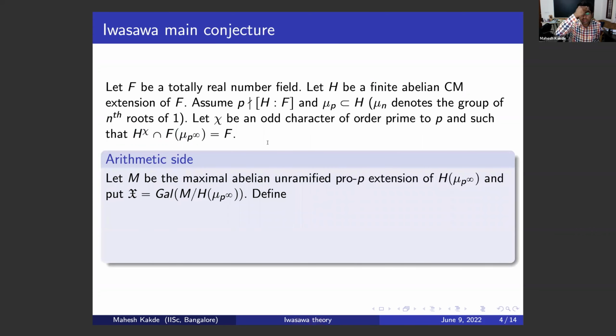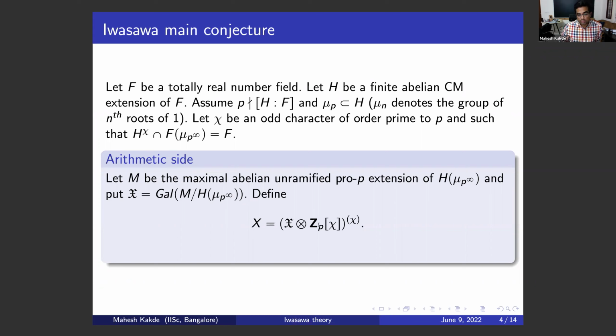Okay, so what is the arithmetic side? What you do is you take the maximal abelian unramified pro-p extension of H μ_{p^∞}. Let X be the Galois group of M over H μ_{p^∞}. So you have H, then you have H μ_{p^∞}, and over that you take the maximal abelian unramified pro-p extension, and I call its Galois group script X.